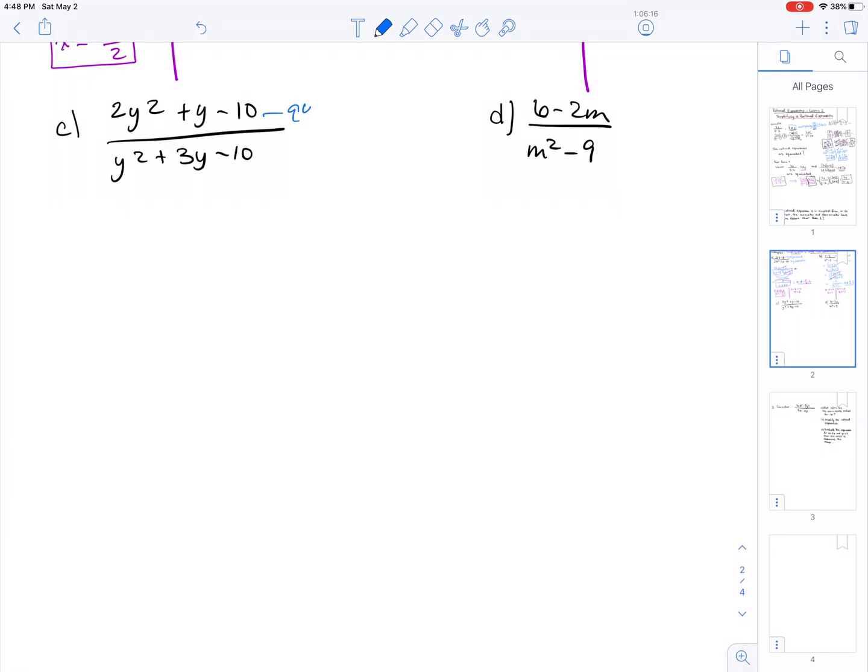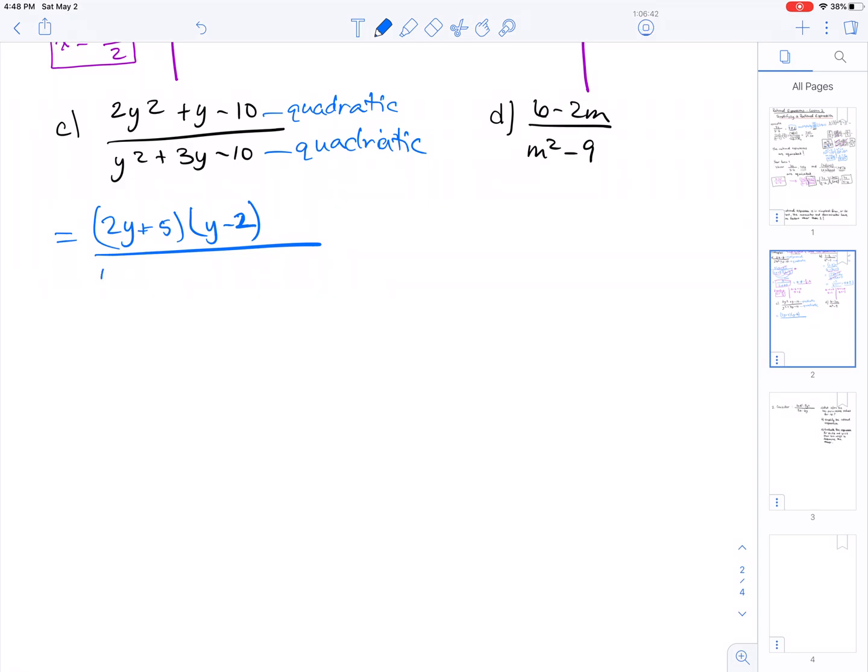We have a quadratic divided by a quadratic, so that means I have to factor. I'm going to have to factor the numerator and the denominator. So I have on my numerator 2y plus 5 and y minus 2. And my denominator, I have y plus 5 and y minus 2.